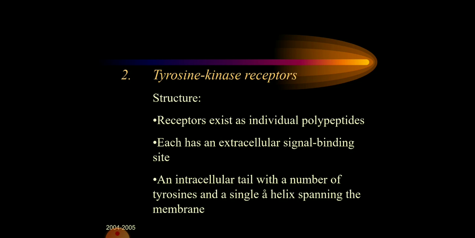The second group of receptors are called the enzyme receptors. One such example is the tyrosine kinase receptor. Structurally, they exist as individual polypeptides. Each has an extracellular signal binding site and an intracellular tail with a number of tyrosines, and a single helix spanning the membrane.